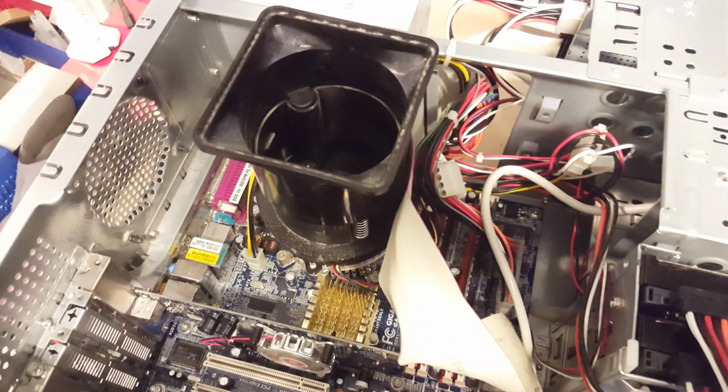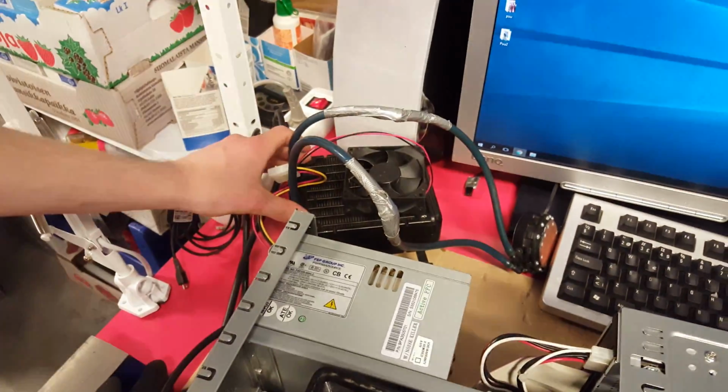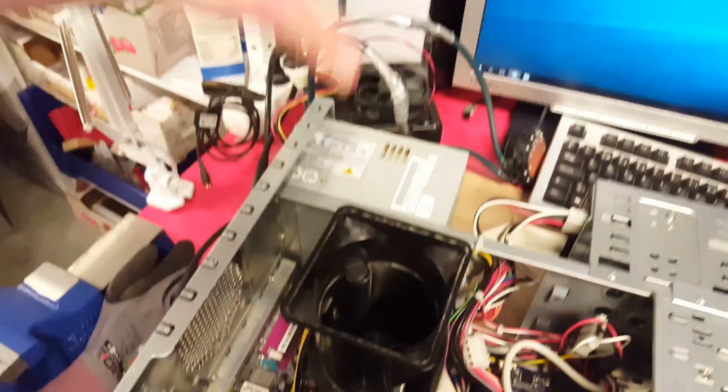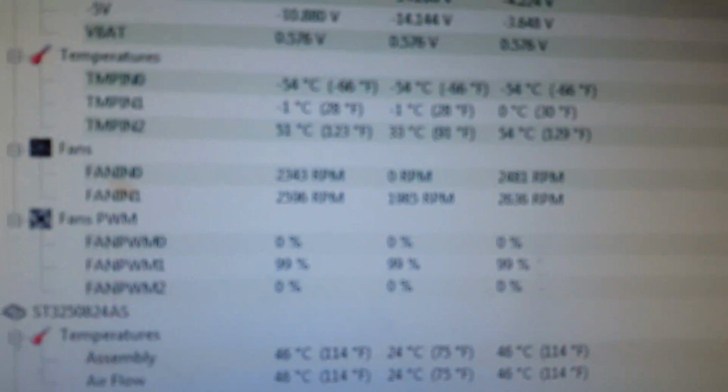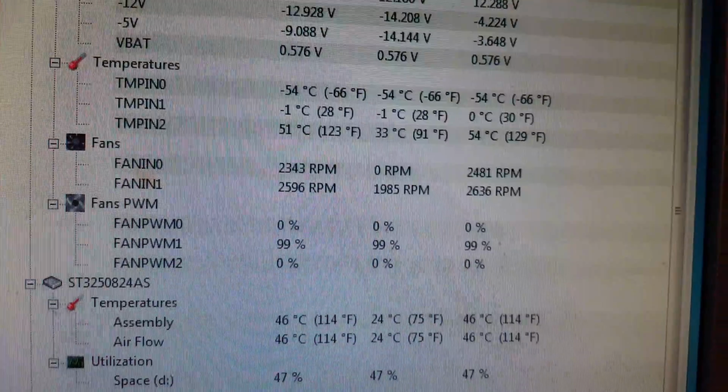So now we're going to test how well the water cooler actually works. For reference, we have this basic stock air cooler. And with it, the temps are about 54 degrees Celsius maximum. So let's see how they compare.